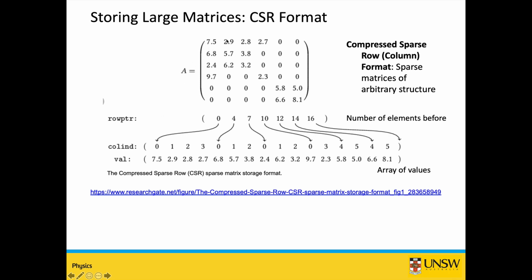Now I go to the next element, 2.9. The row pointer remains the same. I just increment the column index to 1, and so on until I go to 2.7. I have column index 3, and then notice that there is a 0, so I don't actually store that.